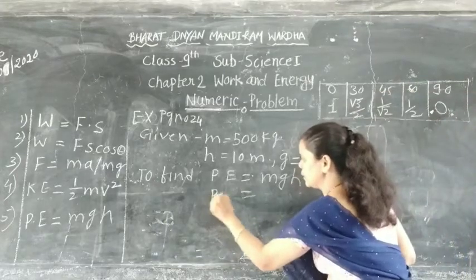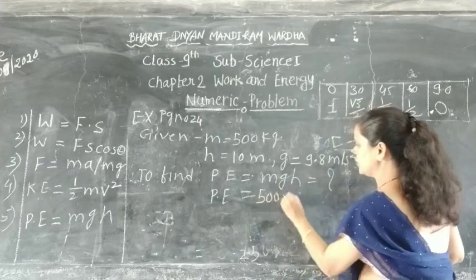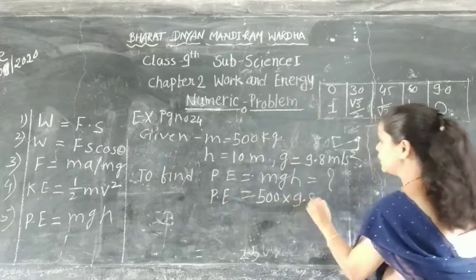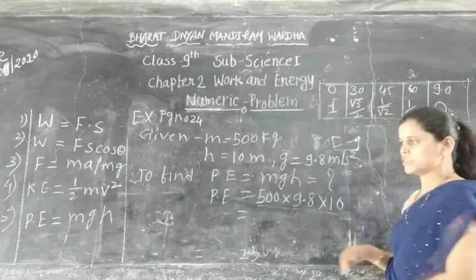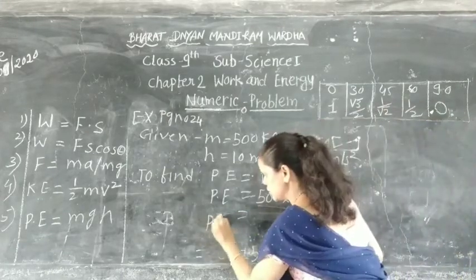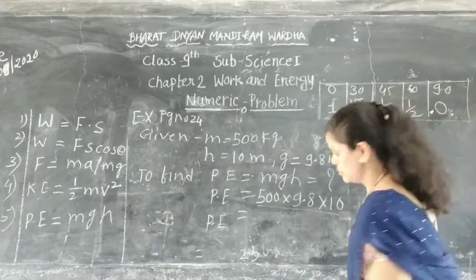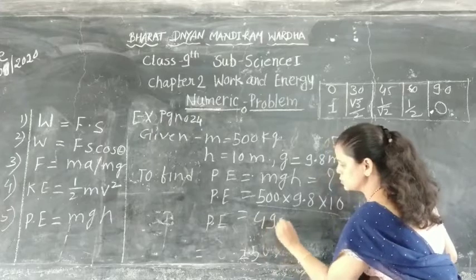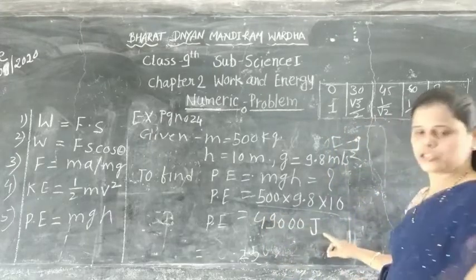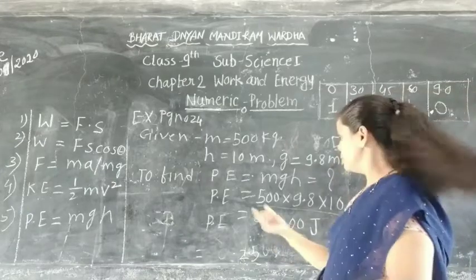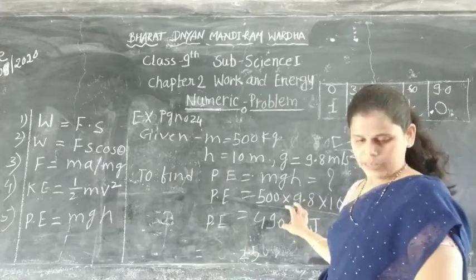So PE, the potential energy, equals M, that means 500, into 9.8, into H which is 10. Multiply all the terms and find the answer. So potential energy equals 49,000, and the SI unit is joule. 49,000 joule. Multiply all the values: 500 into 10 into 9.8.